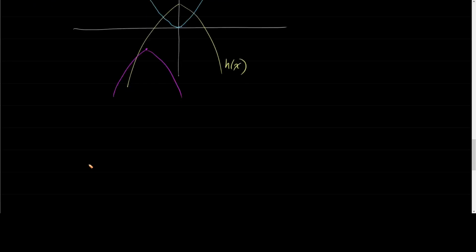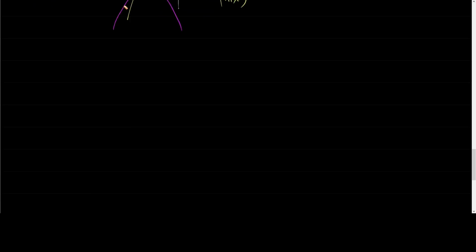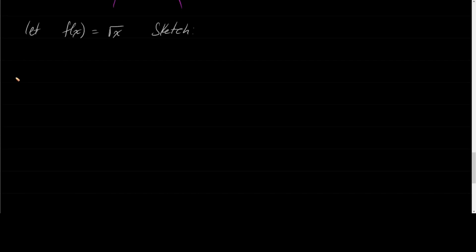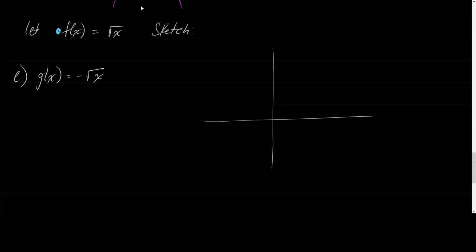So now let's do another example. Let f of x be equal to the square root of x. Sketch the following. So what letter am I at? E. So we're going to sketch E. We're going to say it's g of x is equal to negative square root of x. All right. So we'll start simple. Here in blue is f of x, the square root of x function. So there we go. That's f of x.